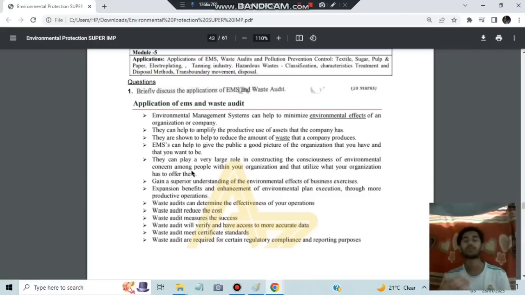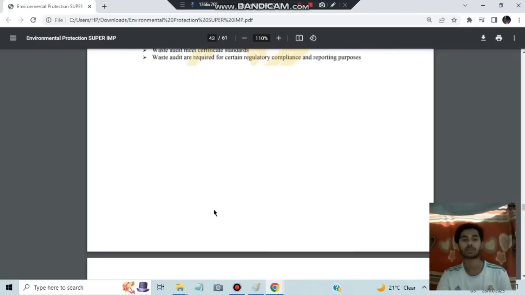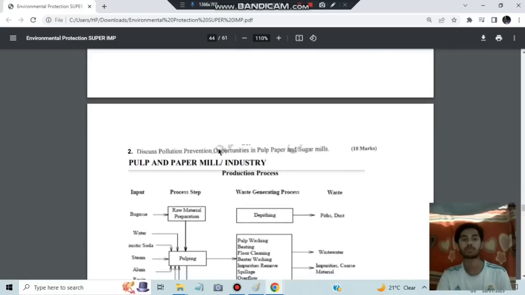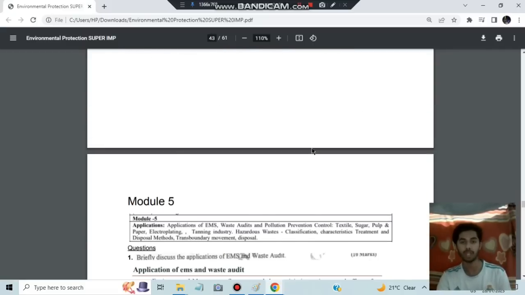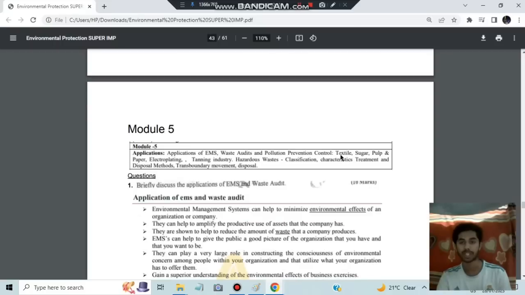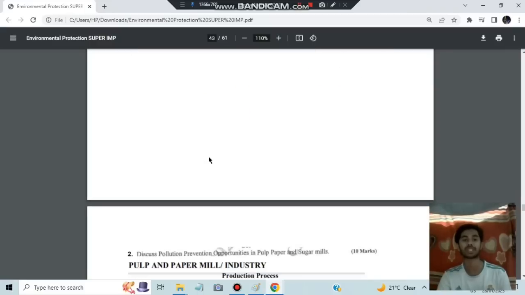It makes people more aware, and they will start working upon them and save the environment. So those things are present here. Okay, go through it. And next we have the pollution prevention opportunities in pulp, paper, and sugar mills. Okay, see how many are there total. You have to know about textile, sugar, pulp and paper, electroplating, tanning industry. Five industries you have to know what are the pollutions and the things happening.